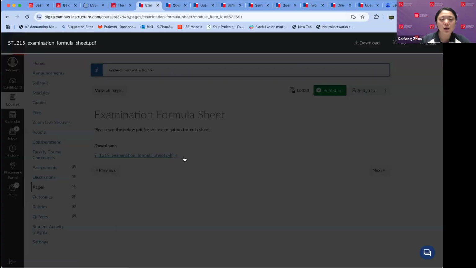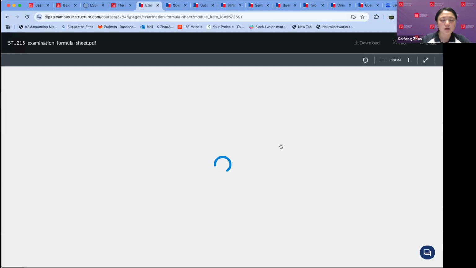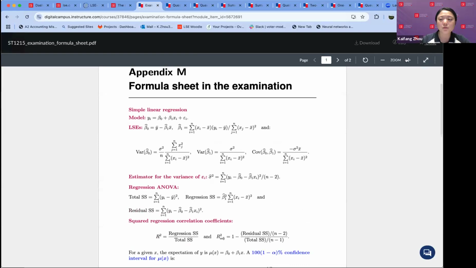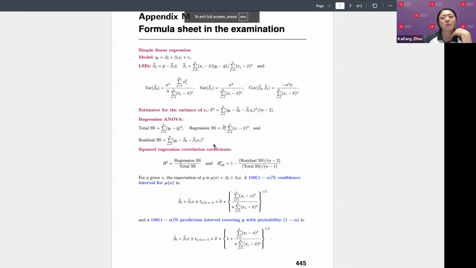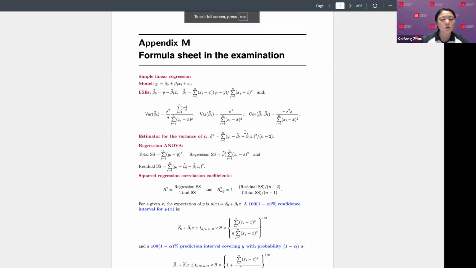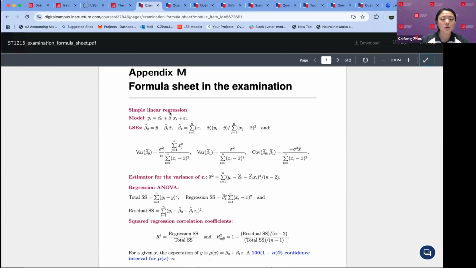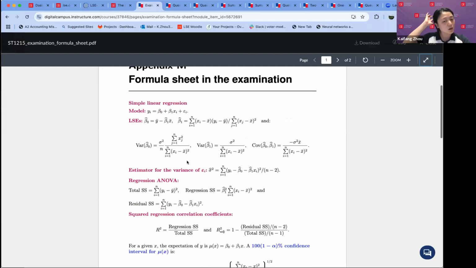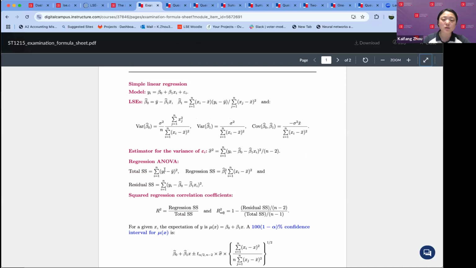Okay, so you're going to have something like this, which is the formula sheet, in your final exam. First of all, you have the simple linear regression model. Here we give you the formulas to estimate beta 0, beta 1, variance of beta 0, variance of beta 1, covariance of beta 0, beta 1, and then the estimator for the variance of epsilon i, and then the regression ANOVA.